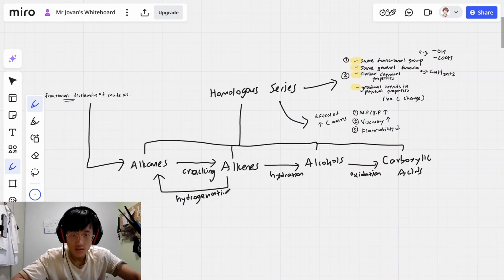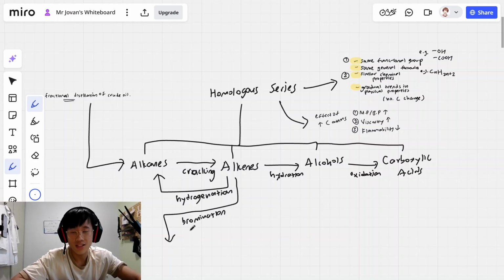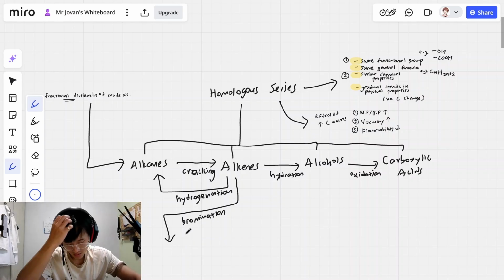Hydrogenation. Remember? We plug H2 into that part. If you don't remember at any time, literally go back and watch it now, okay? One more that we learned is called bromination. Remember, bromine was a good way to test for alkenes because of the color change. It went from brown to colorless.